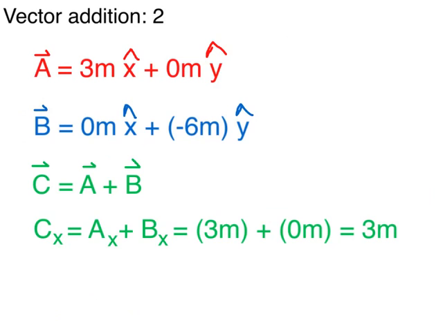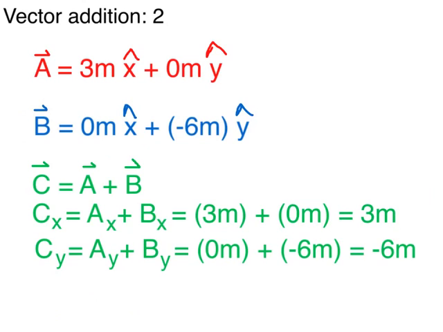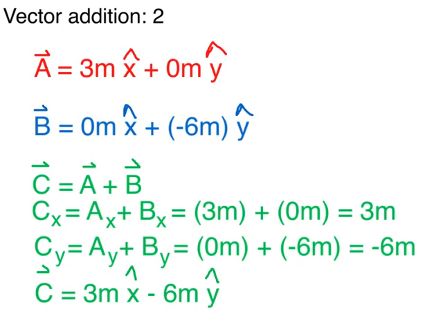The x component of C is just the x component of A plus the x component of B, which in this case is just 3 meters. And the y component of C is once again the y component of A plus the y component of B, which in this case is just negative 6 meters. Putting these two components together, we get the full vector C, 3 meters x hat minus 6 meters y hat.